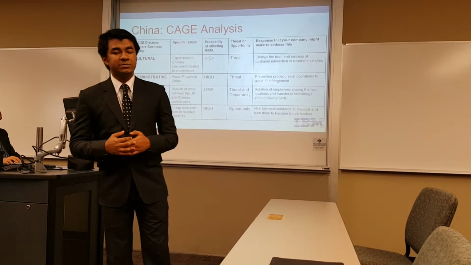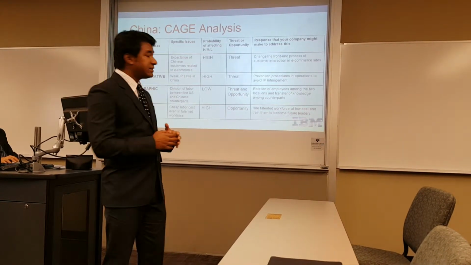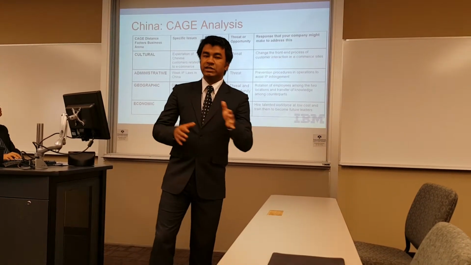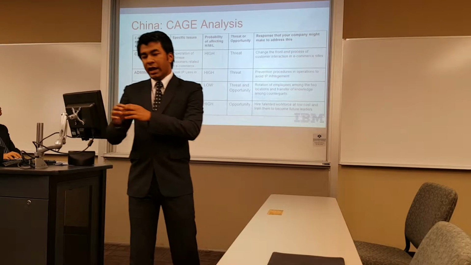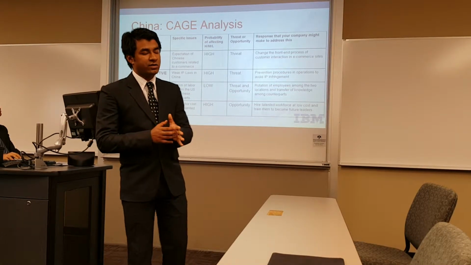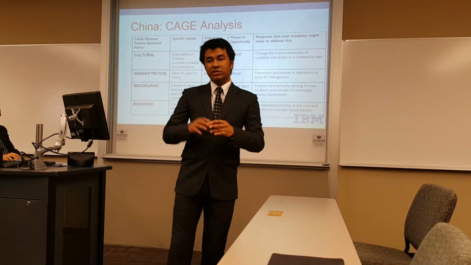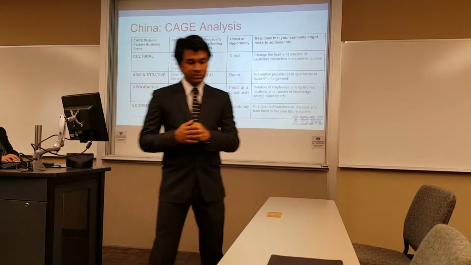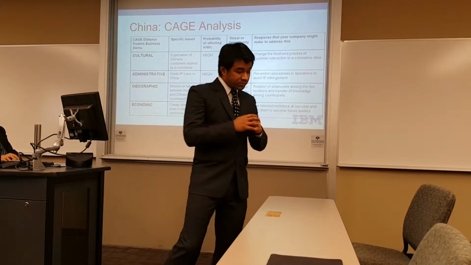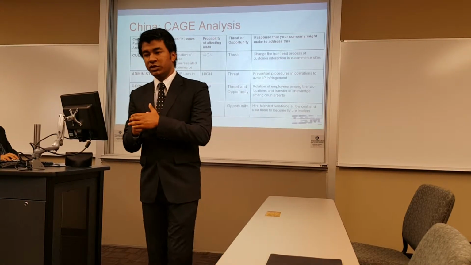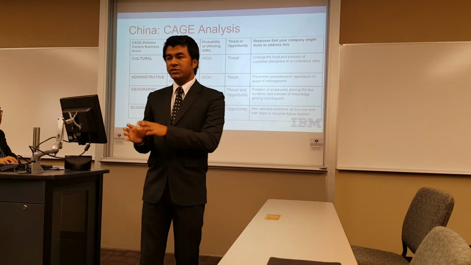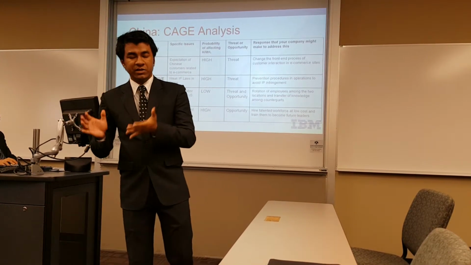In the geographic aspect, there's a distinct division of labor between the US facility and the Chinese facility, and there is a possibility that this might cause resentment among the Chinese employees for not being treated as equal to their US counterparts. So IBM should take this as an opportunity. They should rotate the employees between the Chinese facilities and the US facilities so that the resentment is taken care of.